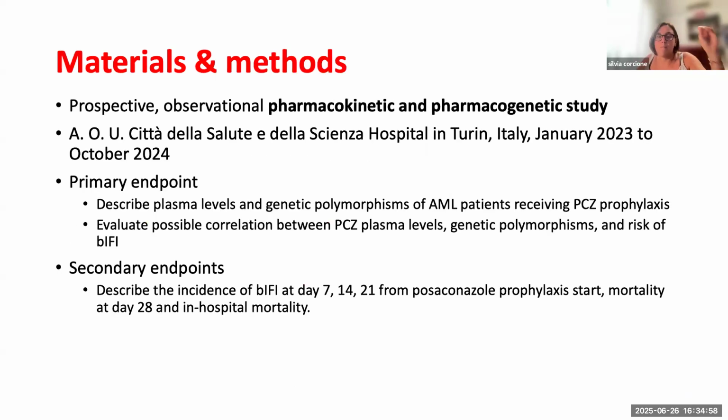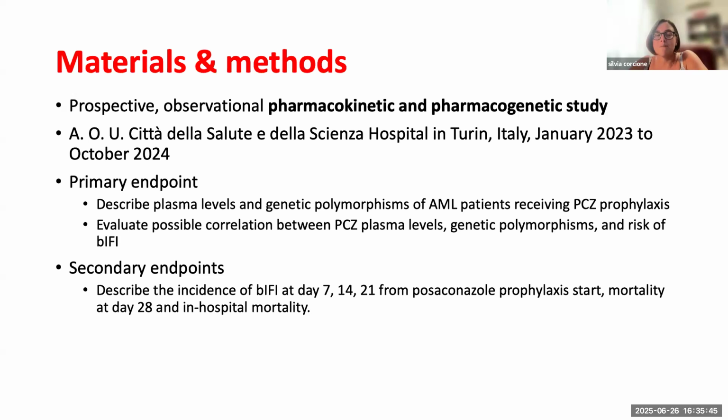So we decided to perform a prospective observational pharmacokinetic and pharmacogenetic study in our hospital. We collected all the trough concentrations of posaconazole 300 milligram tablet from the beginning of prophylaxis until the prophylaxis was stopped according to medical advice, and we described plasma levels and genetic polymorphisms of the most relevant genes that may interact with cytochrome 3A4, in order to evaluate possible correlation between posaconazole plasma level, genetic polymorphism, and the risk of breakthrough infection.